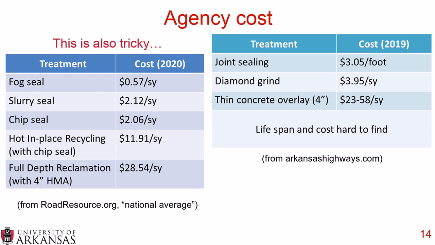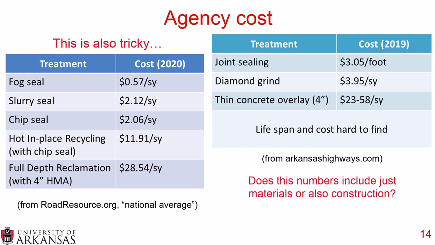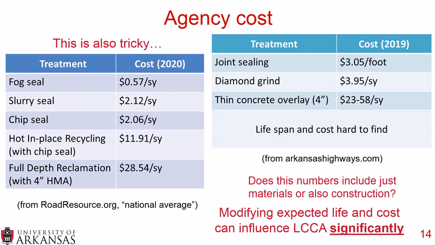Now, when you're looking at these costs, something you definitely want to keep in mind, do these numbers include just materials, or is it materials and construction? So whenever you find a number, you need to recognize, well, what is actually in that number? What information, what assumptions did they make while developing that number? Because once you start modifying either the expected life or the cost, you can influence life cycle cost analysis significantly. And we're going to see a lot of examples of that later on. So nailing your lifespan and your costs is very important.